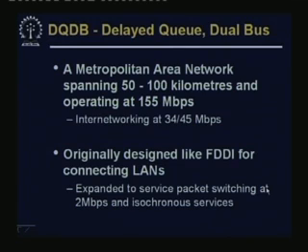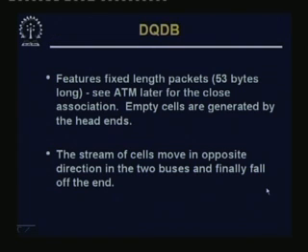Isochronous means nearly synchronous. It features fixed length packets like 53 bytes long, and we will see ATM later, which has inherited this from DQDB. We will see that ATM is still a strong technology even today. Empty cells are generated by the head end.